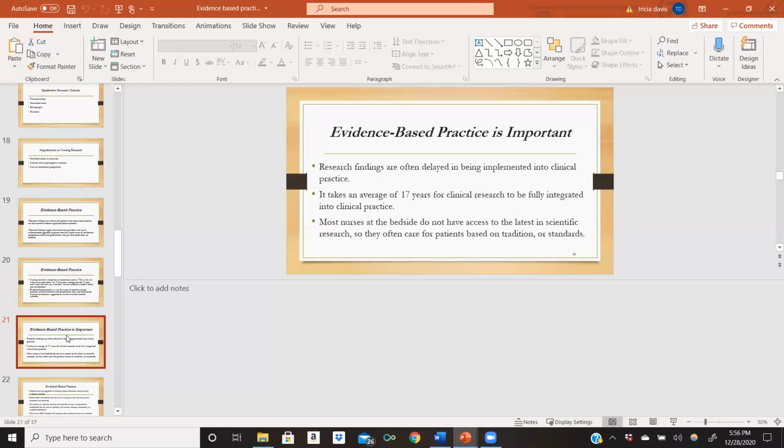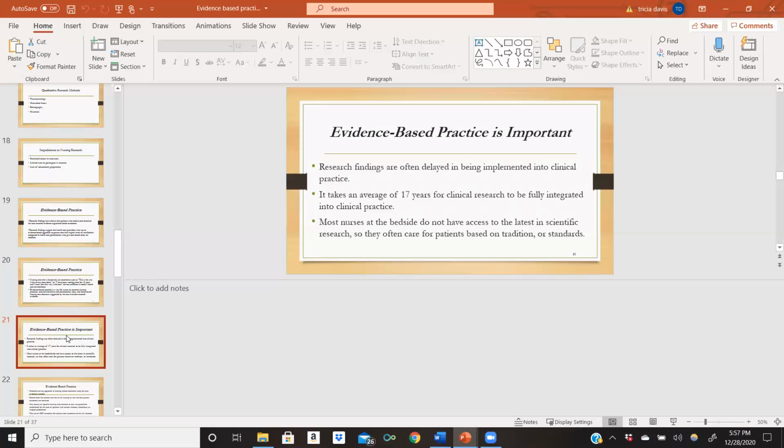Most nurses at the bedside do not have access to the latest in scientific research. They often care for patients based on tradition or standards. I feel like yes and no, that's true. I know at our hospital where we work, we have team members who are always promoting evidence-based practice. We're always looking at things. We have nurse residency programs that we put into place for our new grad nurses. It's about a year-long program, and you have to do an evidence-based research project at the end.